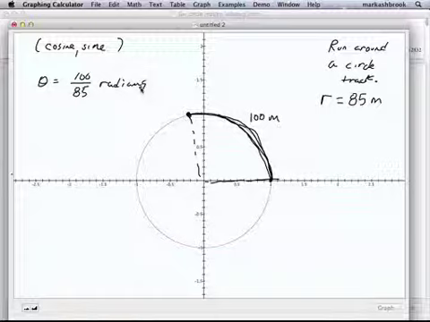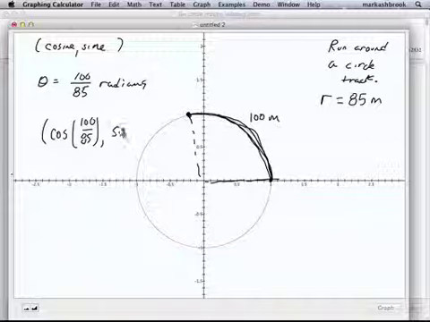So what is my x-coordinate in radius lengths? First of all, how am I going to get the x-coordinate on the circle? That's my horizontal distance, right? Horizontal distance to the right of the vertical diameter. What is that? Cosine of 100 divided by 85. Okay. What will my y-coordinate be? Sine of 100 divided by 85.